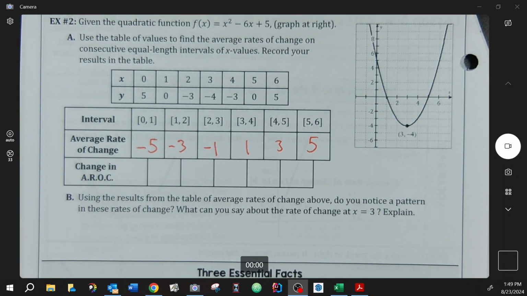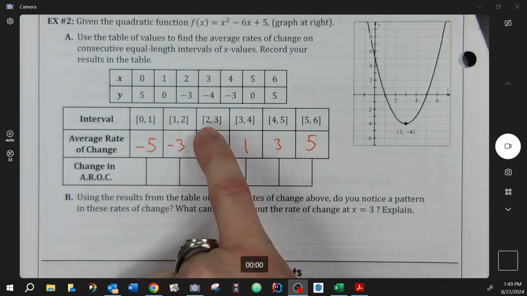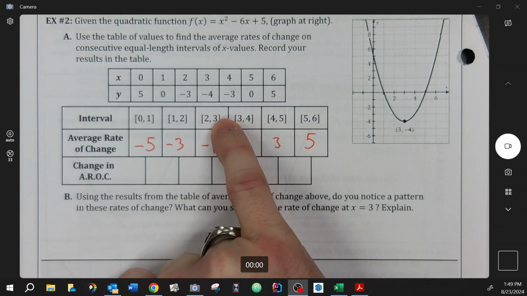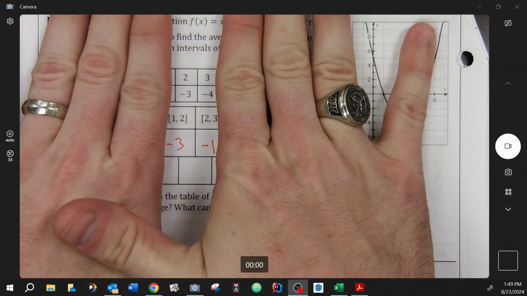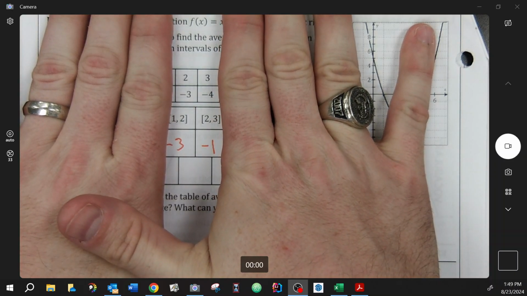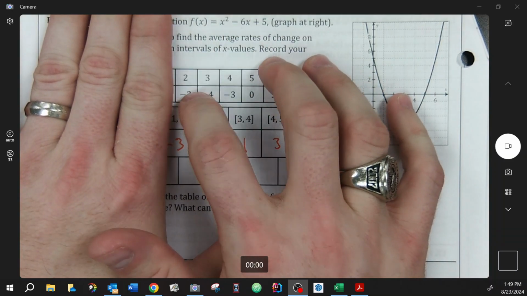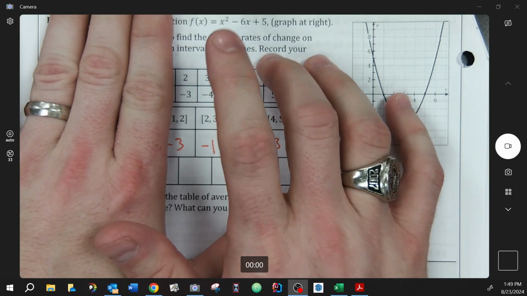How is 2 comma 3 and negative 1? No. 2 comma 3 is the x value 2 to x value 3. Oh, I was looking at the wrong one. Yeah. So you do negative 4 minus negative 3 or negative 4 plus 3. So negative 1 over 1.